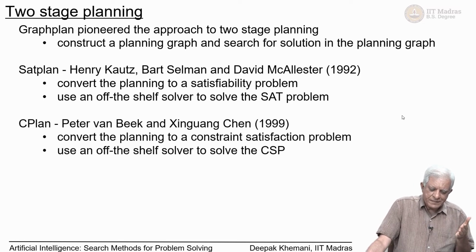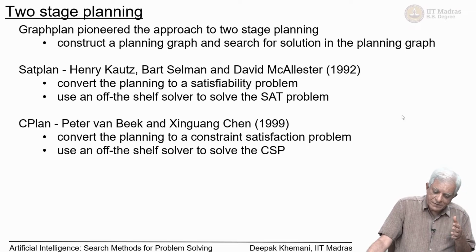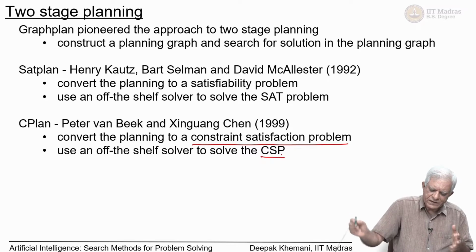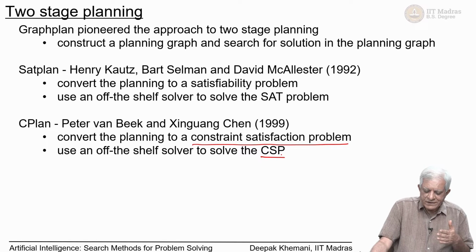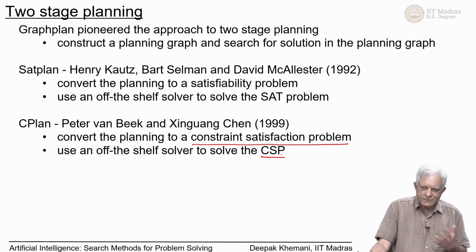There was another planner called CPlan, which is based on constraints, by Van Beek and Chen, 1999. What they do is convert the planning problem to a constraint satisfaction problem, which is a CSP, and then they use again an off the shelf solver to solve the CSP. We will look at CSPs later in this course and how to pose problems in CSP and how to solve them.